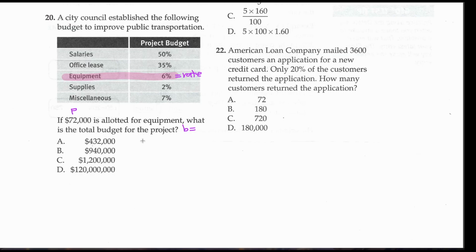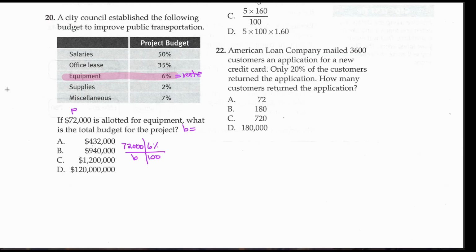So let's draw a big plus here. And B, we don't know. We do know this is 100. It's always going to be there. 72,000 is going to go top left, and the rate is 6%.